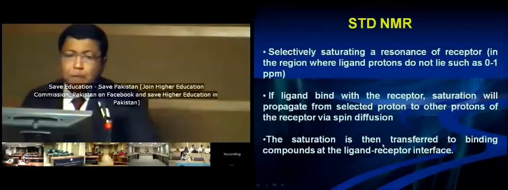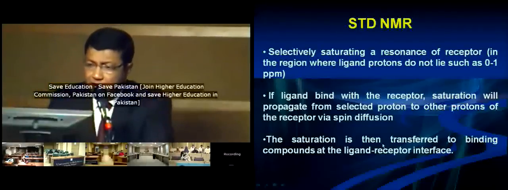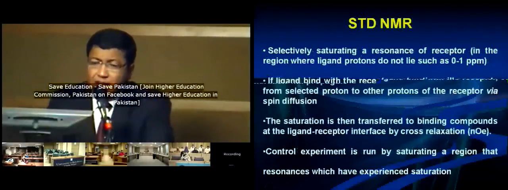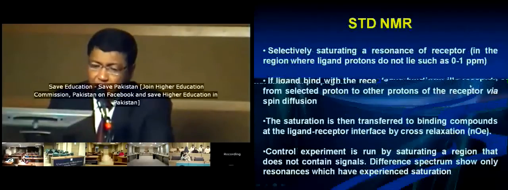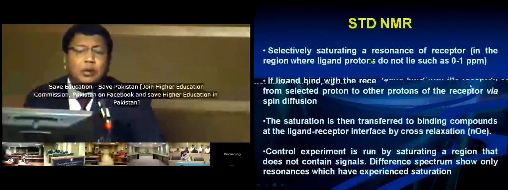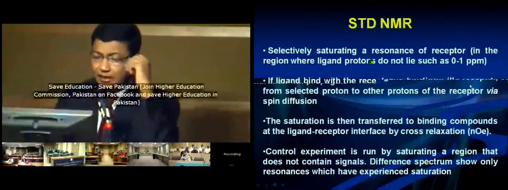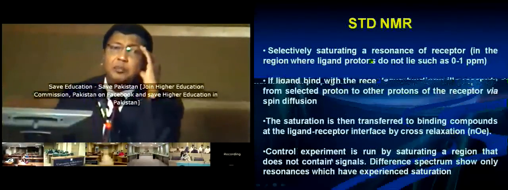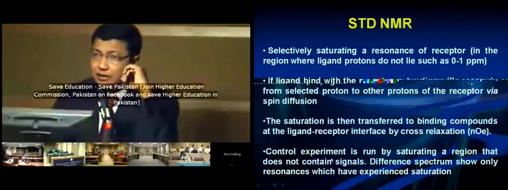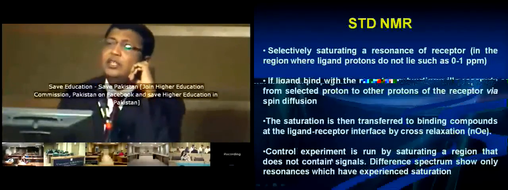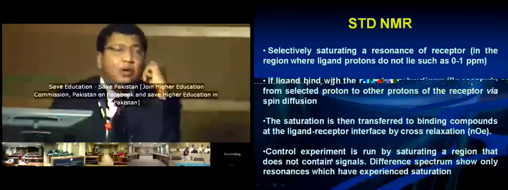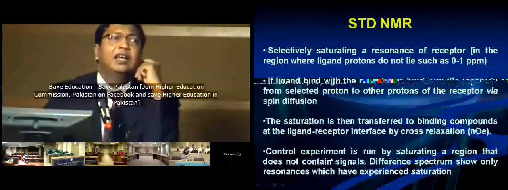Okay. What has happened here? Ligand binds with receptor, control experiment is run. Now this is important. I want you to add something else also. Control experiment is run by saturating a region in which you don't have any protons of protein and ligand.